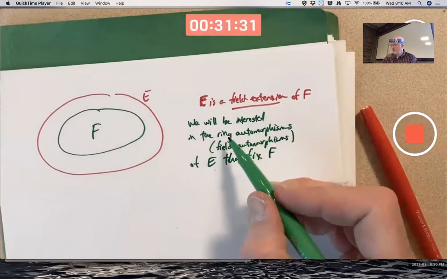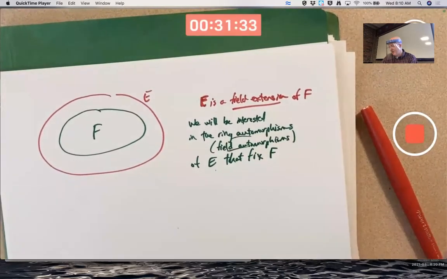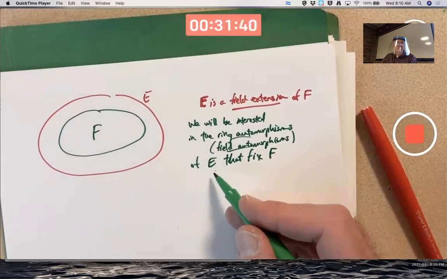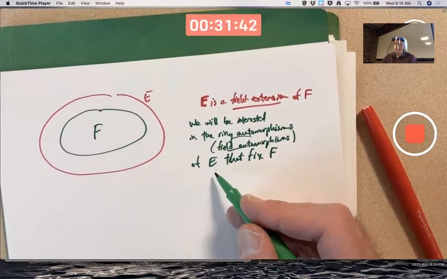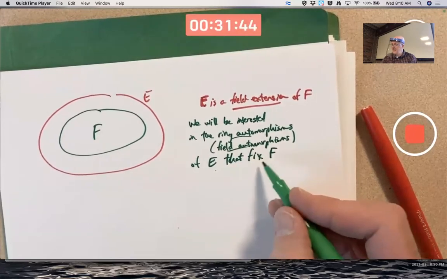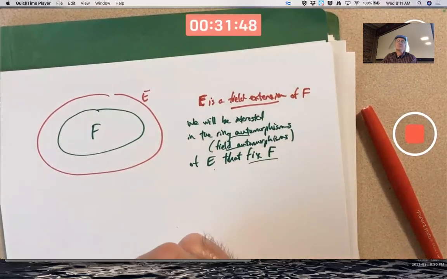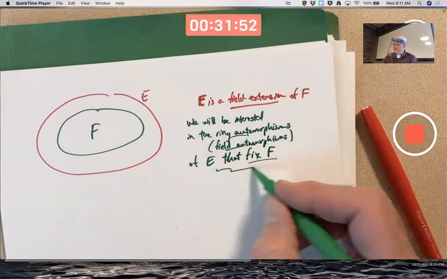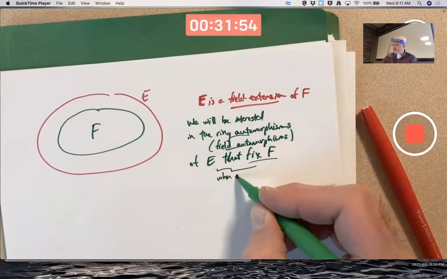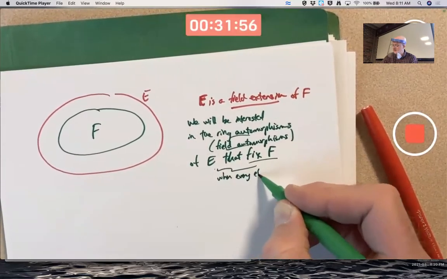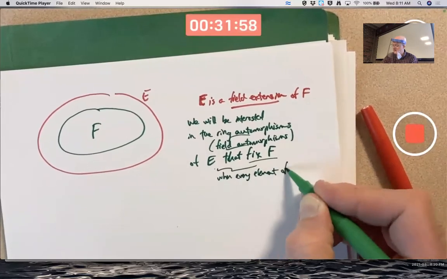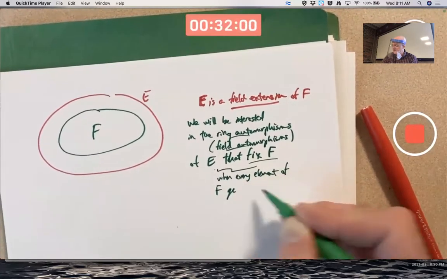Ring automorphisms or field automorphisms, because E and F are fields. Remember, fields are just special rings. Automorphisms from E to itself. They're isomorphisms from E to itself that fix all the elements of F. That means every element in F gets mapped to itself under the automorphism, is what that means. When every element of F gets mapped to itself.